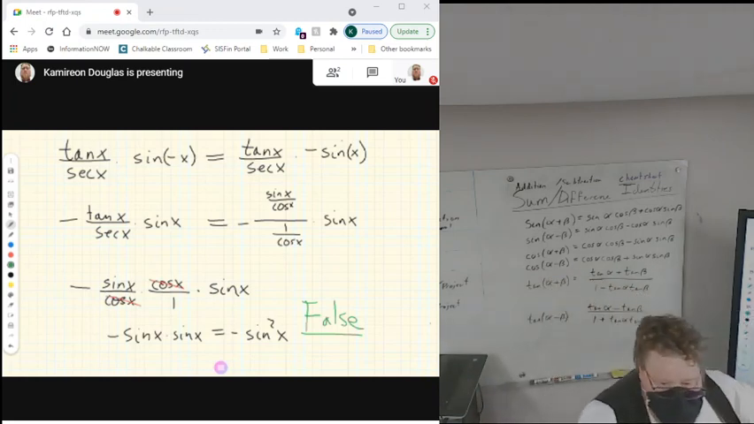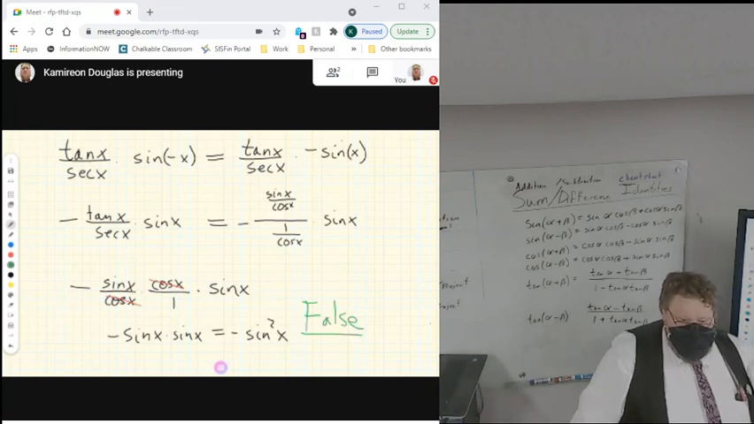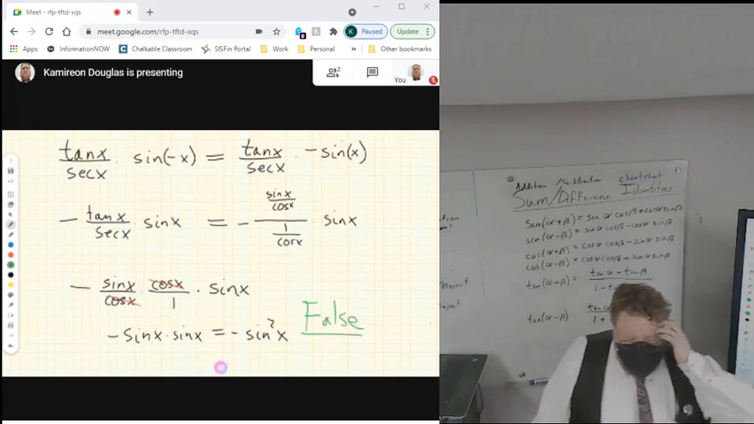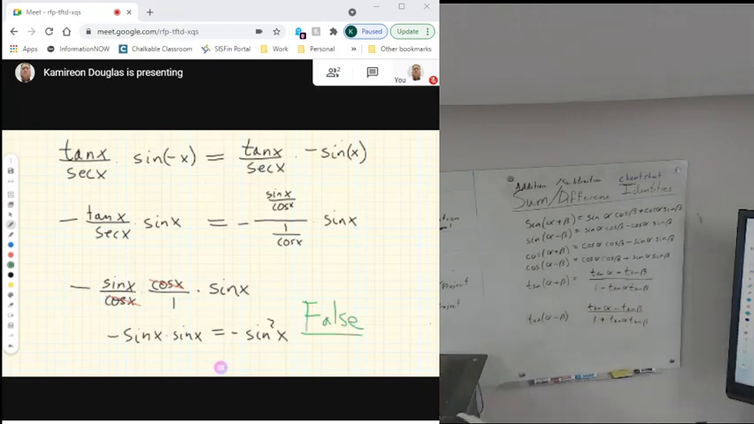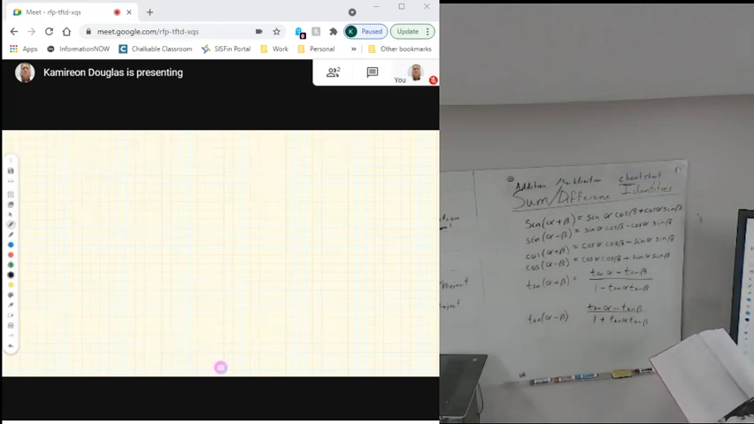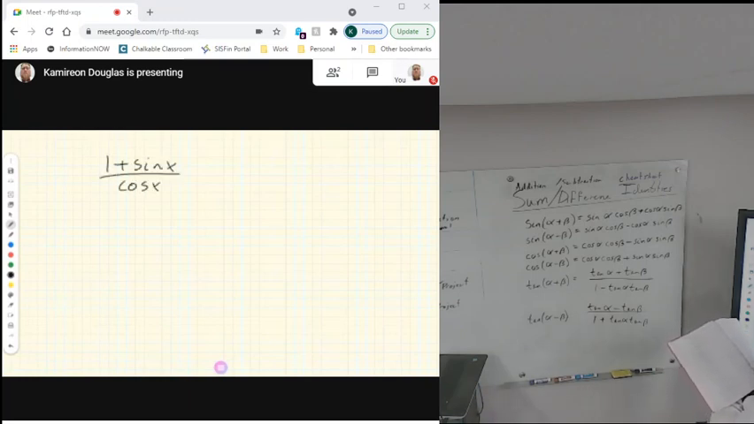I hope it is obvious from here that those two are not the same. Negative sine is not the same as cosine. Okay, 39. So this one, depending on how you approach it, there are a couple different ways to do so. So this will be kind of fun. 1 plus sine of x over cosine of x. Does this equal cosine of x over 1 plus sine of x?